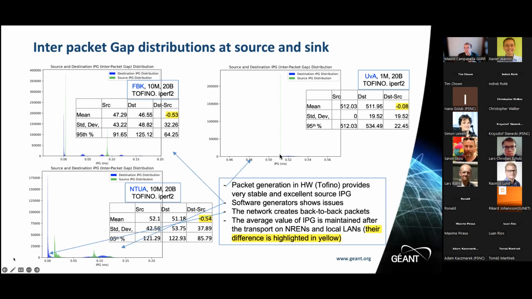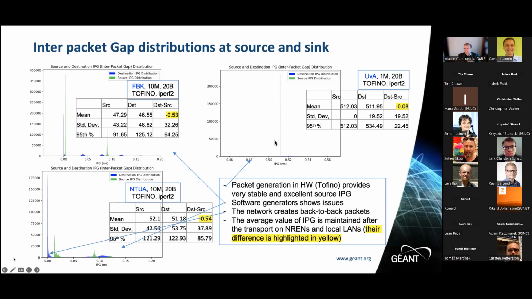I hope you can see the very thin green line here of the Tofino chip in UVA. This is a very precise effect of a hardware generator of packets. After this presentation, we will have a short presentation about how to create a packet generator out of a switch based on a Tofino chip.